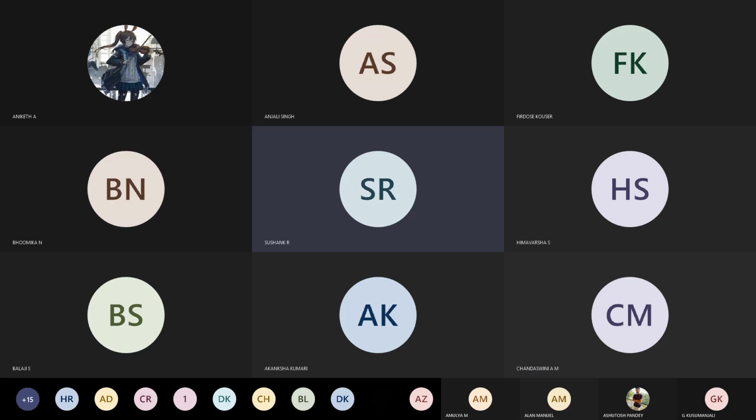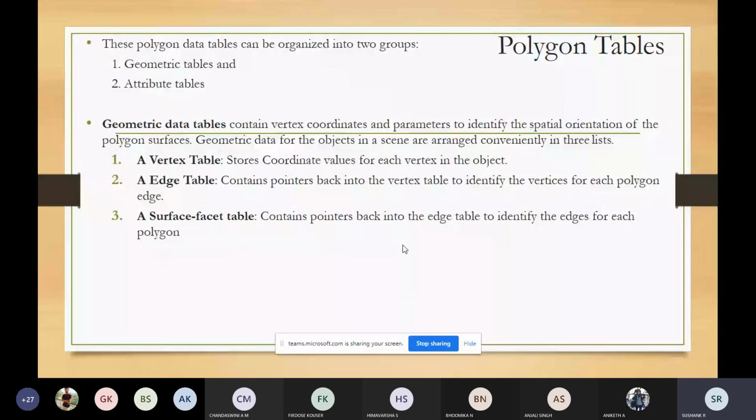We know that every object will be stored in the form of polygon surfaces, where it will have some properties. This geometric data table will consist of the coordinates, like what is the vertex, the spatial representation. So this geometric data table will contain the point details, that is the vertex details, and the spatial orientation of polygon surfaces. So the geometric data table consists of vertex table, edge table, surface table.